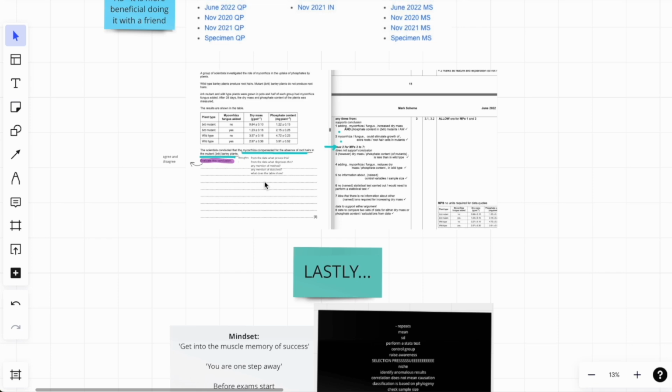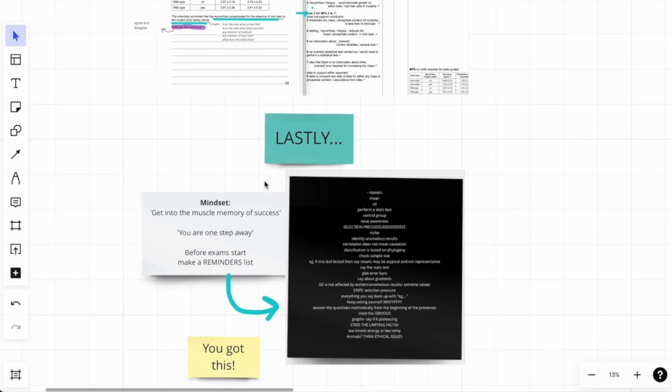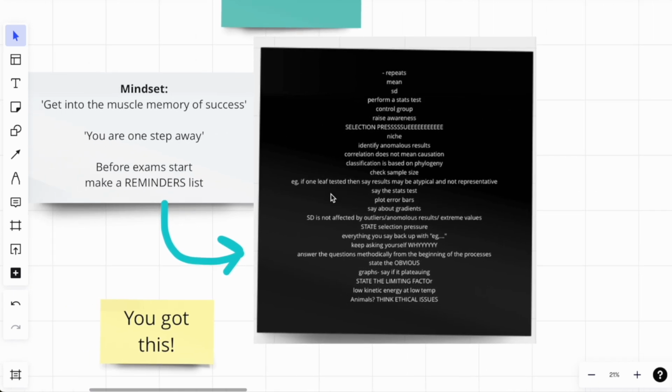This is a time where you need to be proud of yourself because all your hard work is going to come to fruition. And before your exams do start, make a reminders list. So this is an example of what I had last year. It's not the only list that I had, it's one of them, but I just wrote some things that I wanted to keep at the front of my head, and I would review them just literally before stepping into the exam hall. They really, really helped.